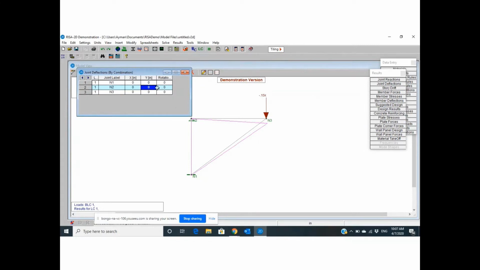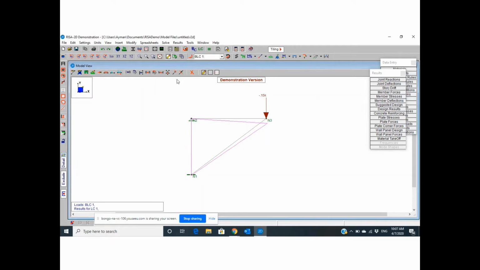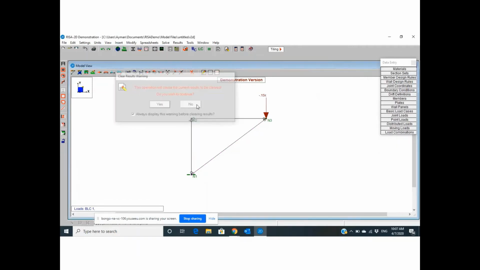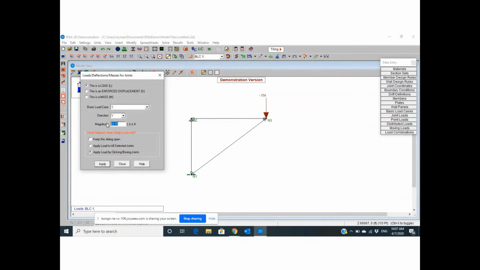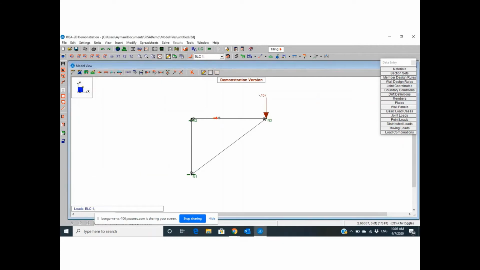But this value is very, very small, so you cannot see anything here. Okay, let me try something different. I will insert a joint load. This value will be too much. Let's try pink cap, negative. Very small. Okay, and solve.